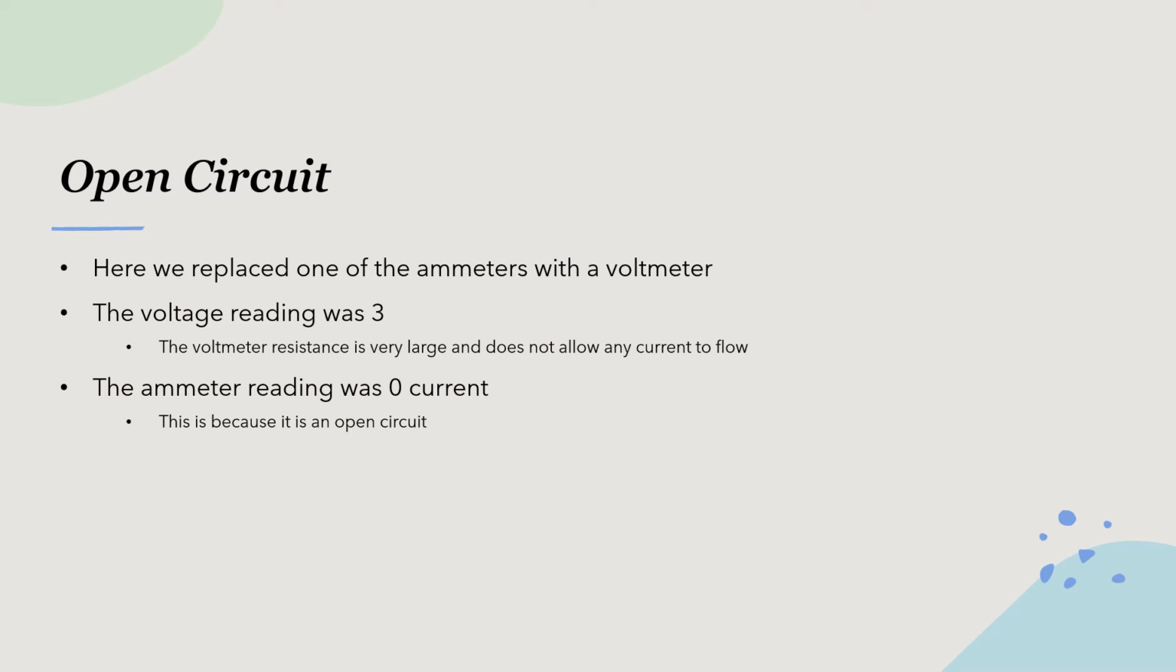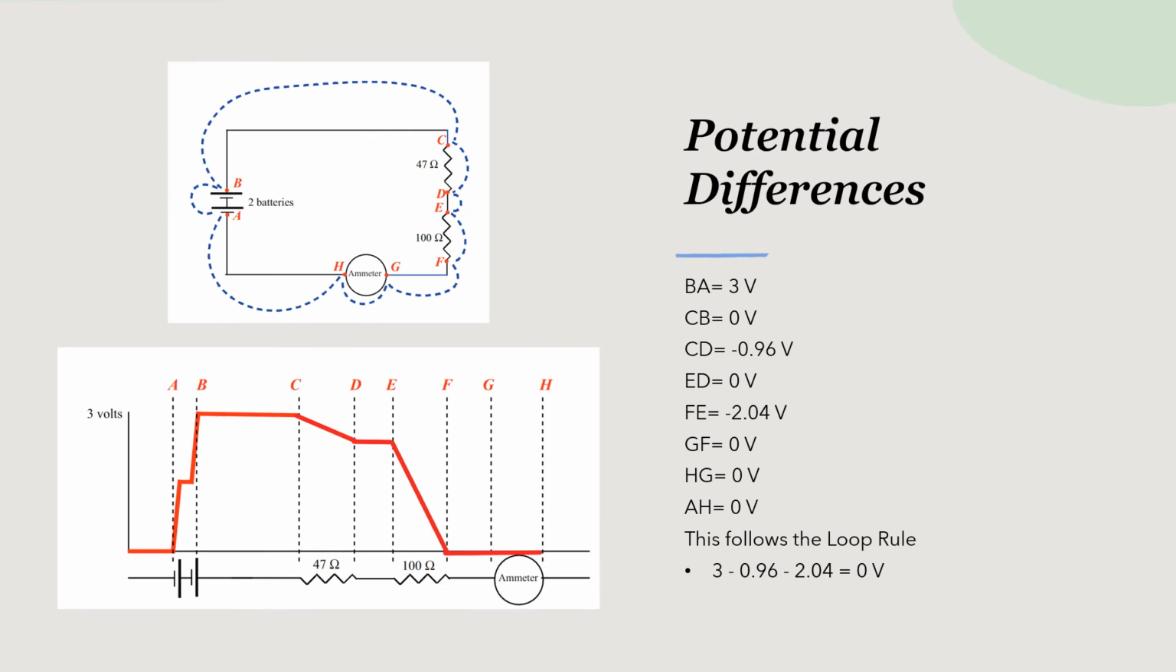Open circuit. Here we had an open circuit where we disconnected one of the ammeters and replaced it with a voltmeter, and the voltage reading was 3 volts. And the ammeter that we kept read 0 current. This is because it's an open circuit and current is not running through. The voltmeter has a large resistance and does not allow current to run through it.